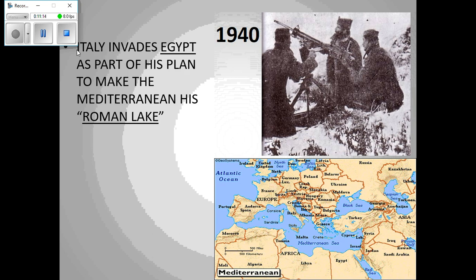Italy, remember, Mussolini's goal was to take the whole Mediterranean Sea and turn it into a Roman lake. Remember, he called it his Roman lake. One of the big plans, they took Albania in 1939. Now they're skipping across the Mediterranean, going into North Africa and taking Egypt.